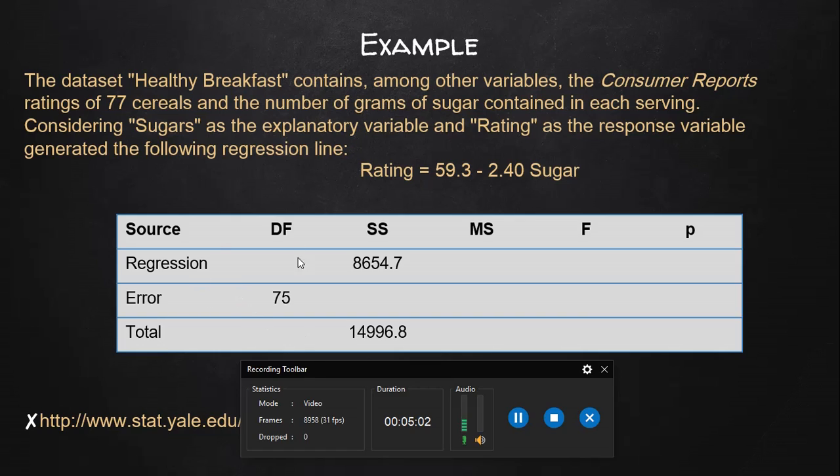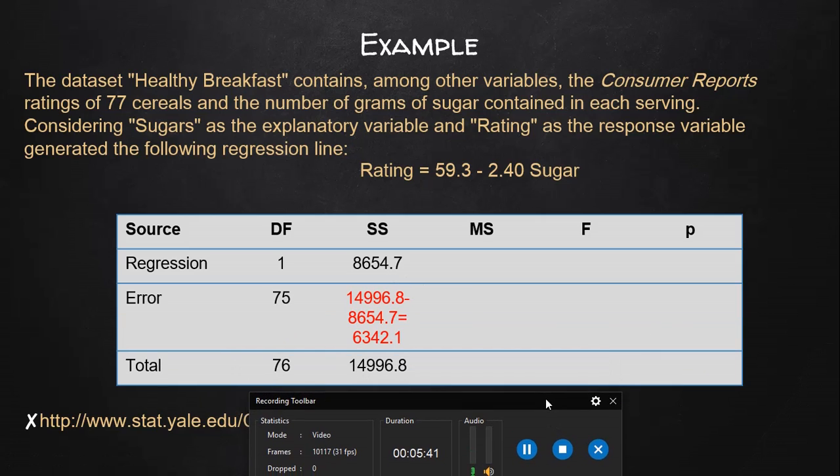So starting with regression, the degrees of freedom, since it's a simple linear regression and there's one explanatory variable, degrees of freedom for regression will be 1. Even though they provided error as 75 degrees of freedom, remember this is n minus 2, so we had 77 observations, minus 2 would provide the 75, and then the grand total is obviously 76. Moving on to sum of squares, we're looking for the sum of the squares error. This is a simple subtraction calculation. I know the total. I know the sum of the squares for the model or the regression, so I'm just going to subtract and obtain that value.